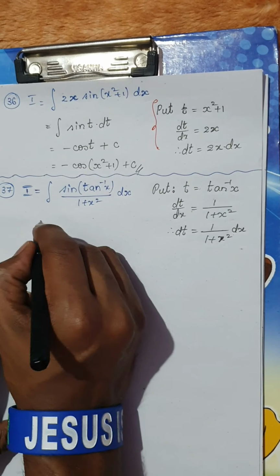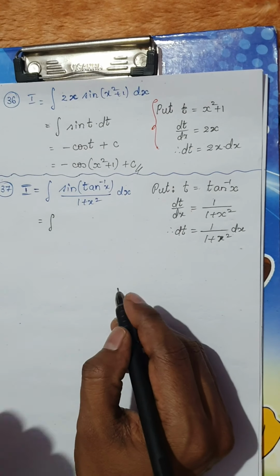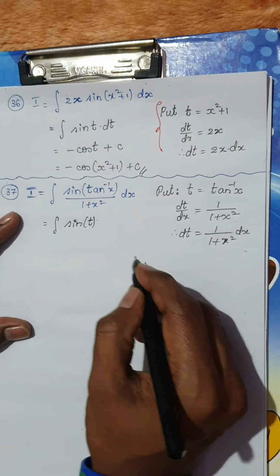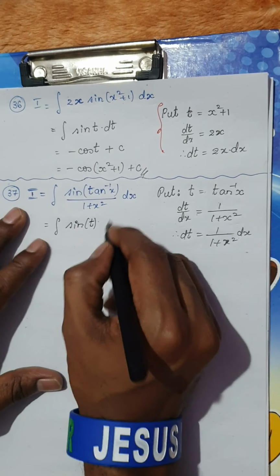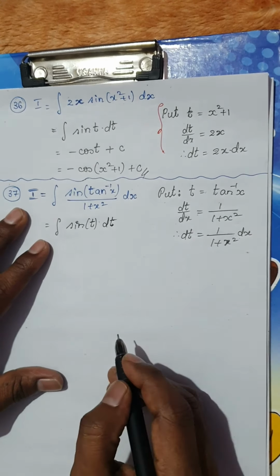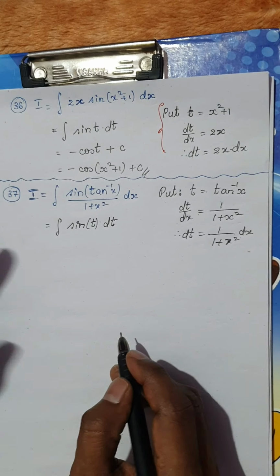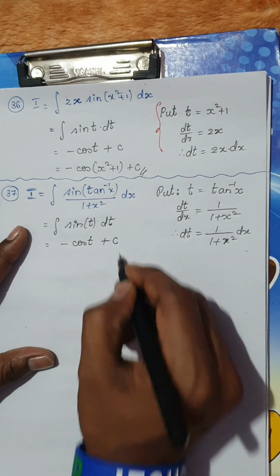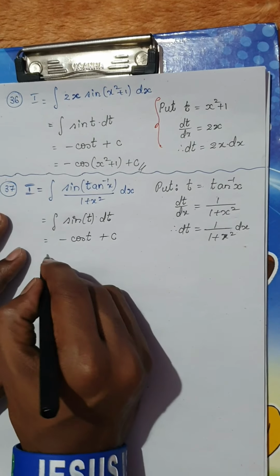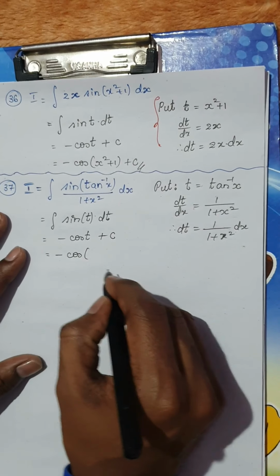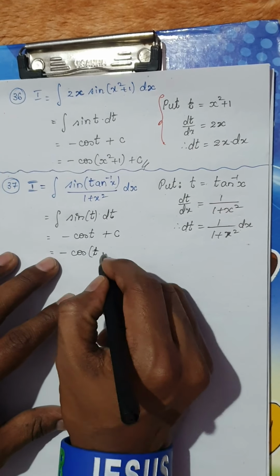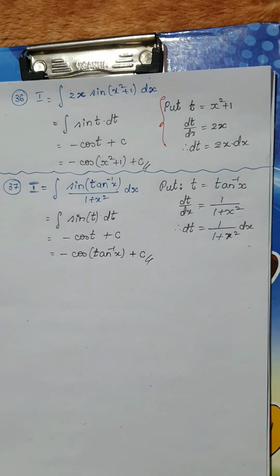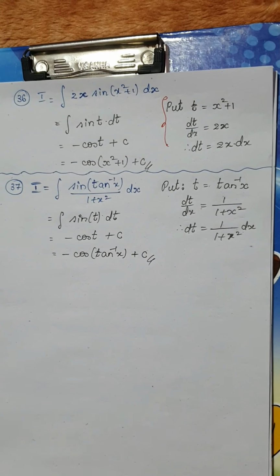So, what happens, look here, this is nothing but the integral of, similar to the previous question, I will get sine of t, and dx divided by 1 plus x square would be simply dt. Again a basic result here. Now, the integral of sine t would be minus of cos t plus a constant of integration, and that is nothing but minus of cos, what is t? t is tan inverse x, plus c, the constant of integration, and hence the final answer.